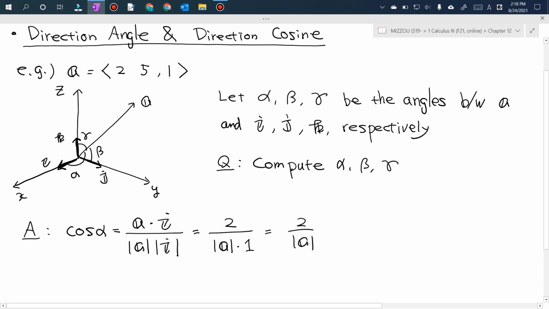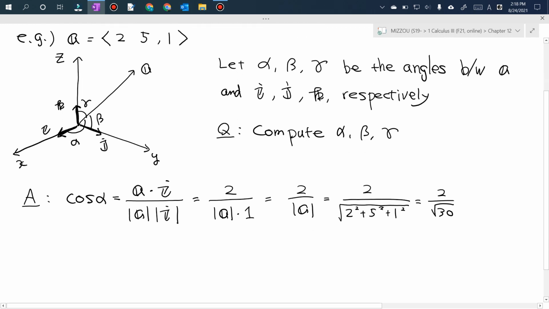Now this is 2 divided by the magnitude of A, so let's compute it. That's the square root of 2 squared plus 5 squared plus 1 squared, and that is equal to 2 divided by root 30. Okay, so that's cosine alpha. And then we could do the same thing with cosine beta. Namely, cosine beta is for the angle between the vector A and j, so this is A dot j divided by the magnitude of A times the magnitude of j.